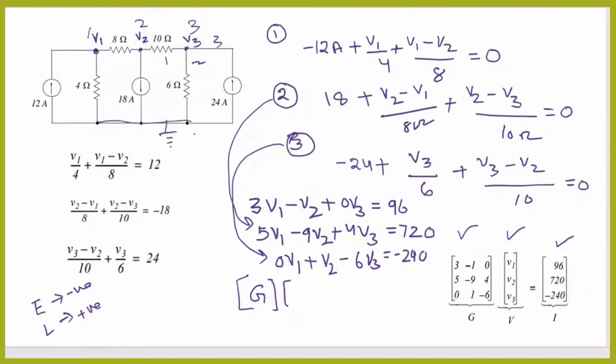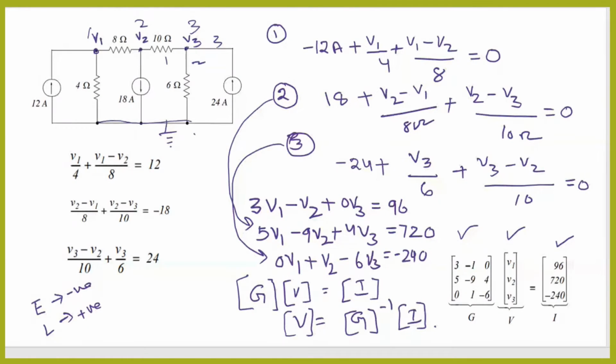Now if we want V matrix, what do we have to do? You have to send this to here, so it will become G inverse. You have to make the inverse of this matrix and multiply with I, and you will get V matrix. So you will get V1, V2, V3 after solving G inverse into I. So you take this as homework and solve the V1, V2, V3 values.